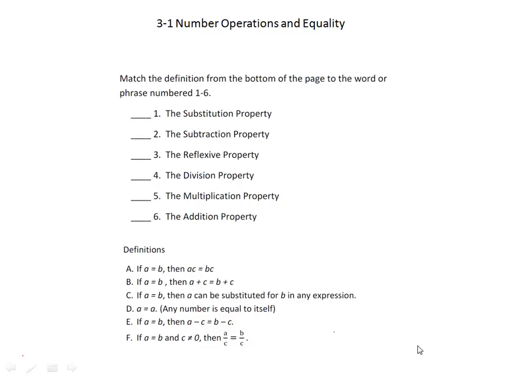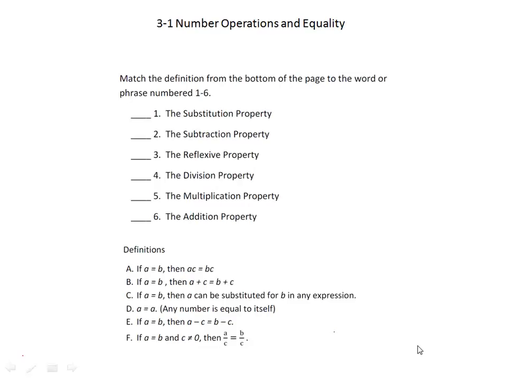It deals with lines and angles, and number operations and equality is what the first lesson's about. So, are you able to match these up? Just see if you can match them up before you take a look at the book. I think you'll be able to get most of them, some by process of elimination, because you haven't used them before, never heard of them probably. But match the definition from the bottom of the page to the word or phrase numbered 1 through 6.